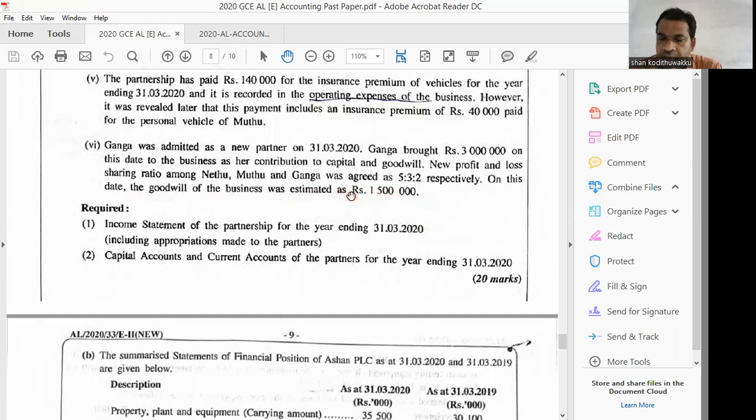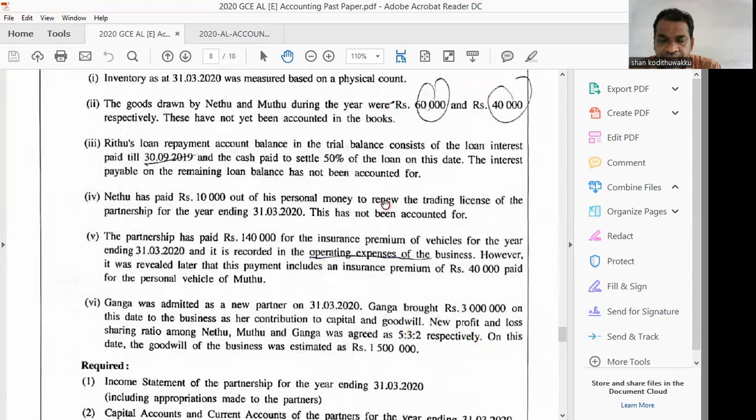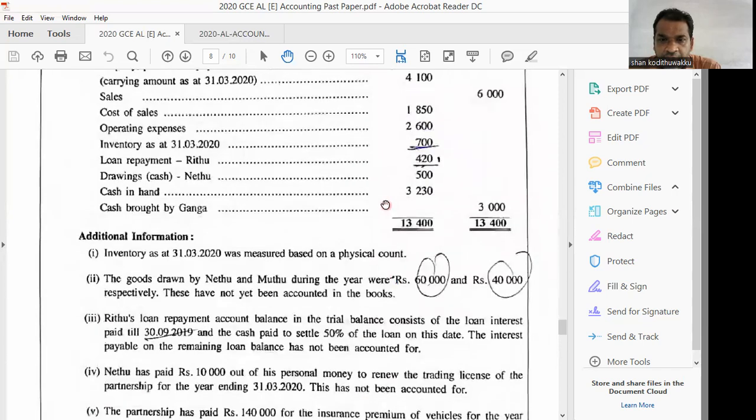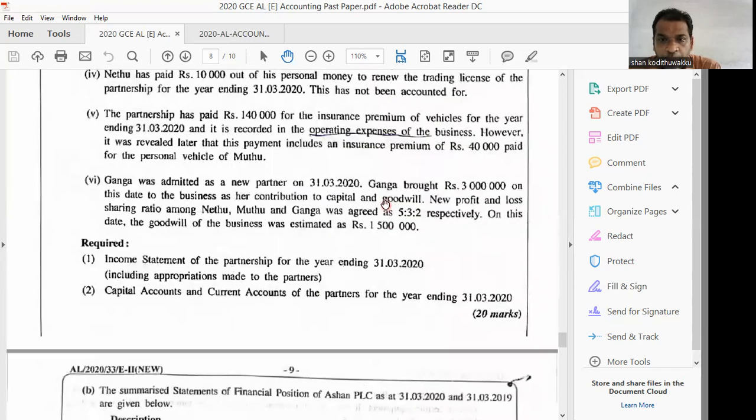When you watch this, you can take your original paper and compare with it. It is 1,500. That is 1.5 million goodwill. So 1,500, you can adjust according to the new profit sharing ratio.